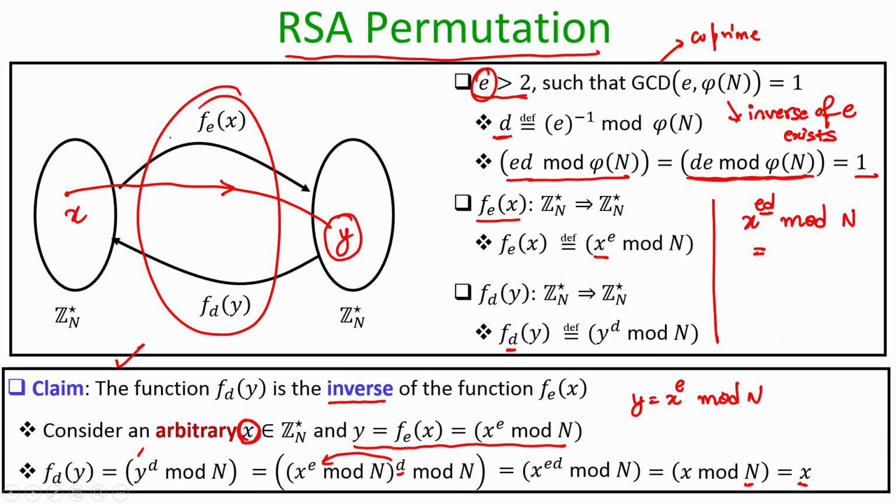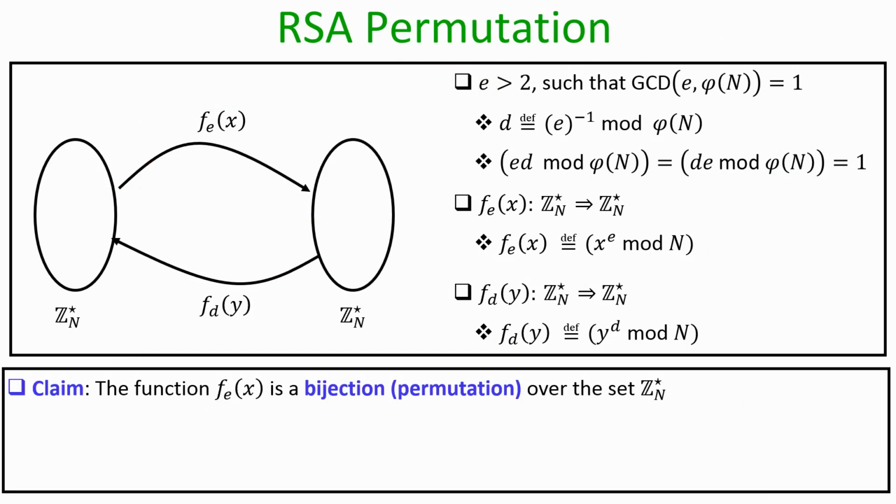If you go from x to y and you want to invert, apply the function f sub d, whereas if you have gone from y to x and then again you want to come back to y, you apply the function f sub e. Moreover, we can also prove that this function f sub e is a bijection.